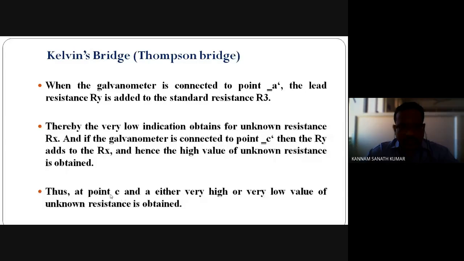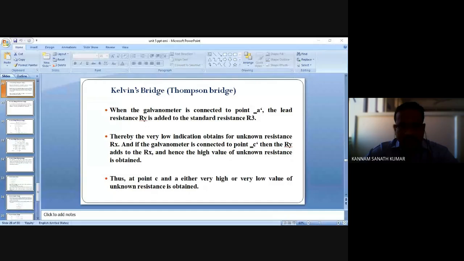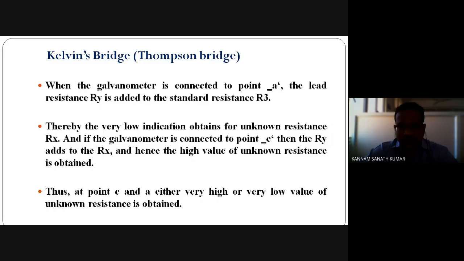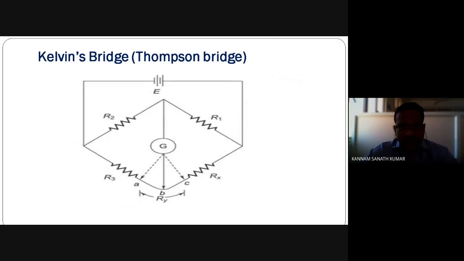When it is connected to point C, what happens? When the galvanometer pointer is connected to point A, Ry is in series with Rx. That means you get the unknown resistance as a large amount of resistance. When the galvanometer pointer is connected to point C, Ry is added with R3, and the unknown resistance Rx will decrease.